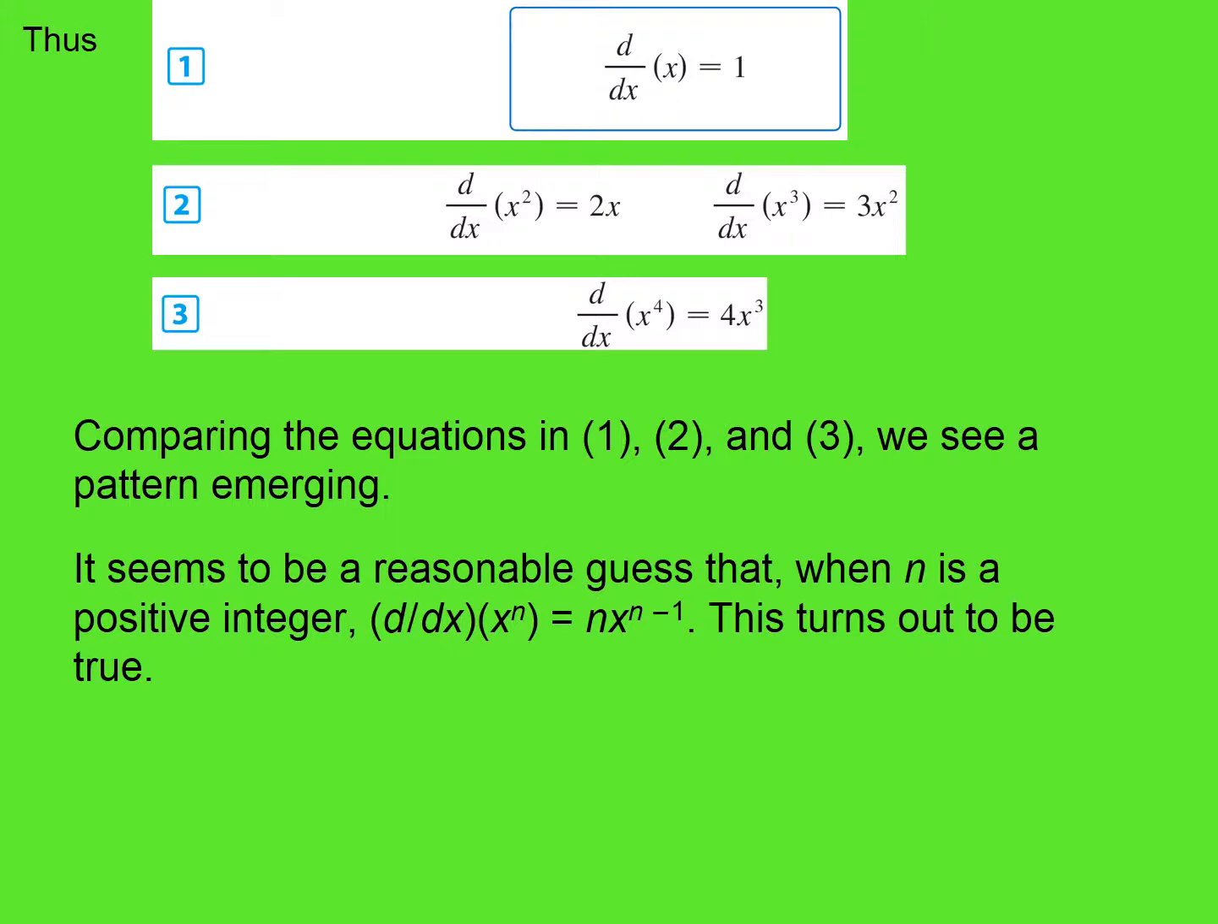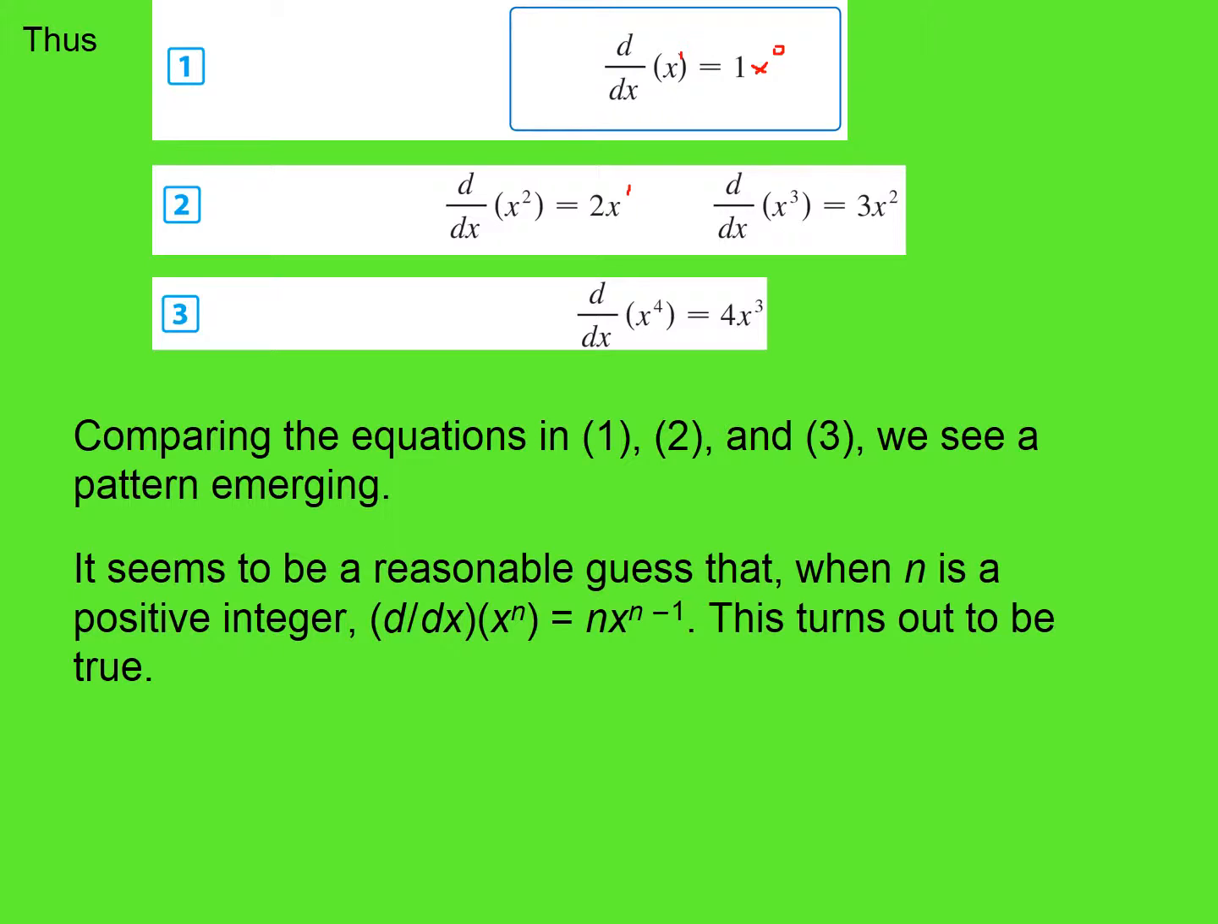Now let's think about this. We've got several derivatives of power functions. The derivative of the first degree power function is just 1. In other words, 1x to the 0. And the derivative of the second degree power function is 2x to the 1. The derivative of the third degree power function is 3x to the second. And the derivative of the fourth degree power function is 4x to the third. So there seems to be a pattern.